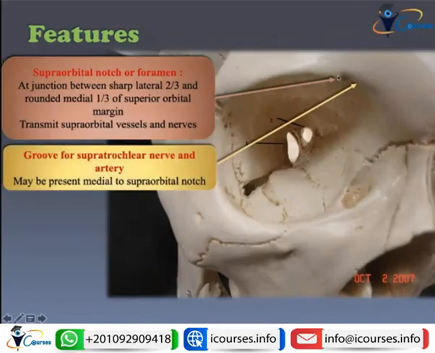Then just medial to the supraorbital notch, there is a groove. This groove is for the supratrochlear nerve and artery, because this is the location of the trochlea. The trochlea is a cartilaginous ring attached to the bone that transmits the tendon of the superior oblique muscle. It is present medially to the supraorbital foramen, so it is called the supraorbital or supratrochlear groove. It is for the supratrochlear nerve and supratrochlear artery, which basically supply the medial part of the upper eyelid and conjunctiva.